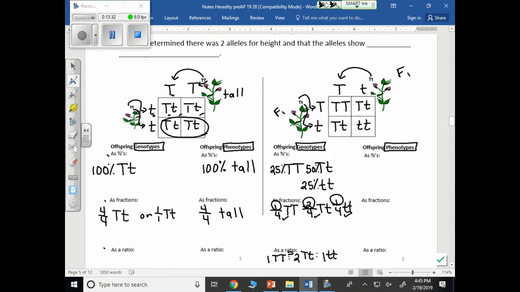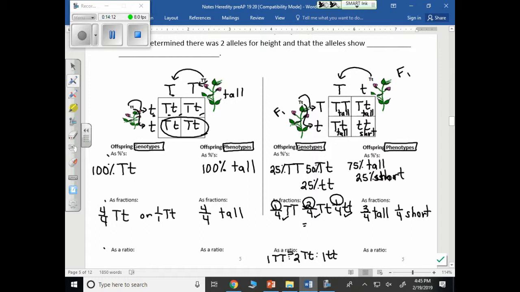Now let's go over here, and we're going to then do this for the phenotypes. Now remember, phenotypes is what you see, and I see a tall, and a tall, and a tall, and a short. So we would say as percent, 75% tall, 25% short. Oops, S-H-O-R-T. As fractions, it's not going to match the fractions you have over here. So we write 3 out of 4, the phenotype tall, and then 1 out of 4 is going to be short.